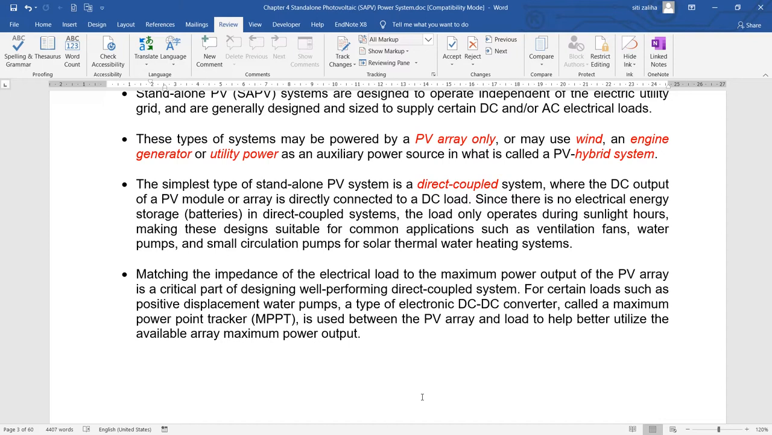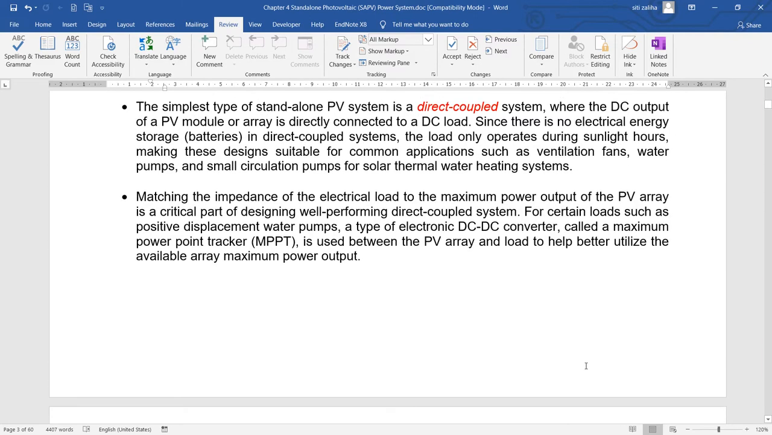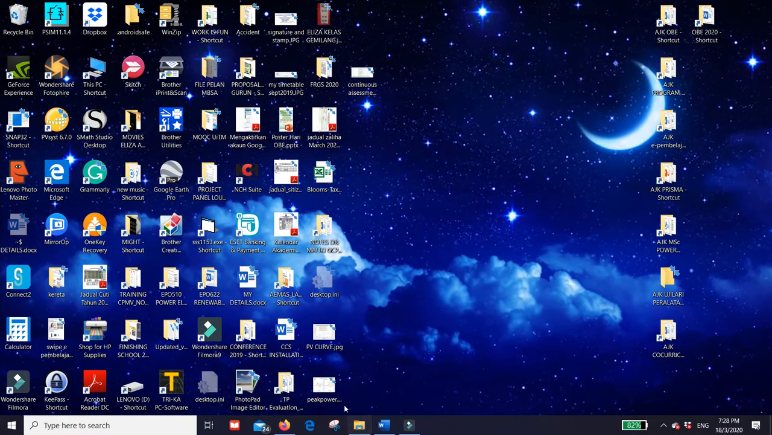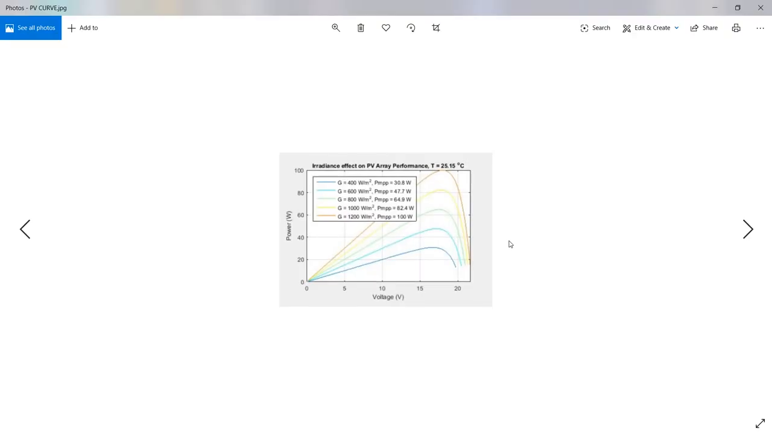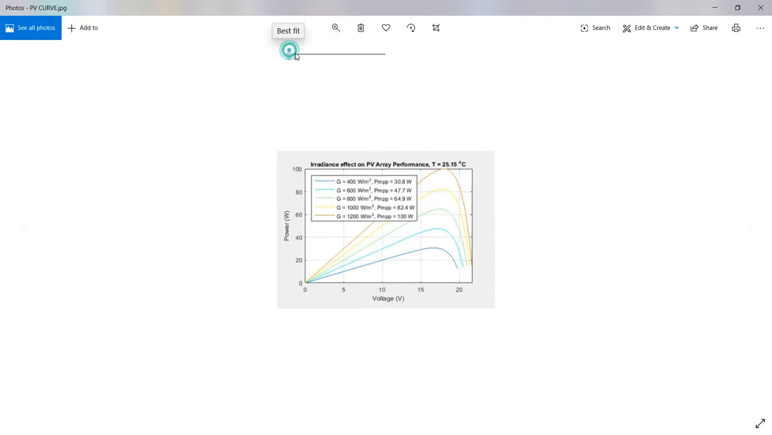For certain loads such as a positive displacement water pump, a type of electronic DC to DC converter called a maximum power point tracker, MPPT, is used between the PV array and the load to help better utilize the available array maximum power output. So how does this MPPT work? Let's open some pictures here. This is the MPPT, let me zoom in.